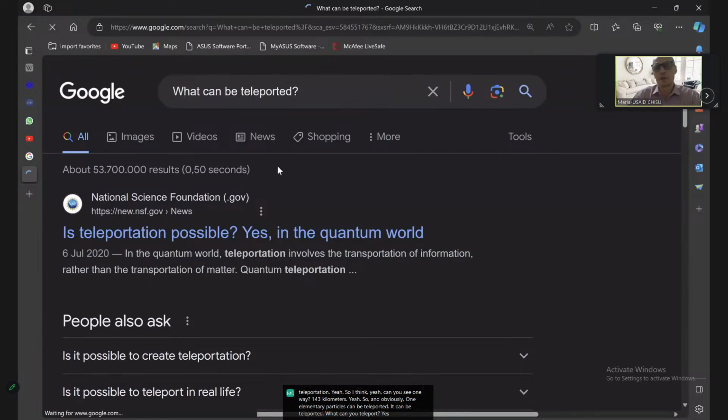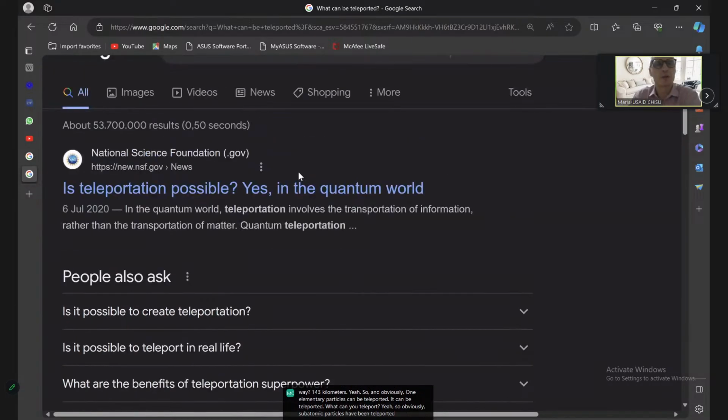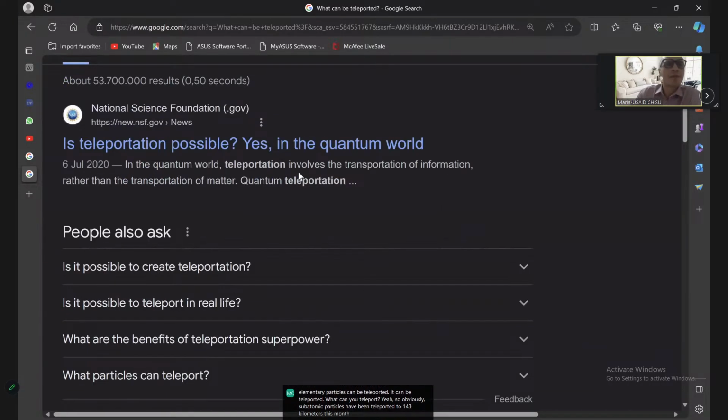Yeah. So obviously, subatomic particles have been teleported to 143 kilometers. That's the maximum. It's so far to go even to the level of atoms, so far to teleport humans. So it will probably take maybe many years. Maybe it will never be possible. I hope it answers your question a little bit.